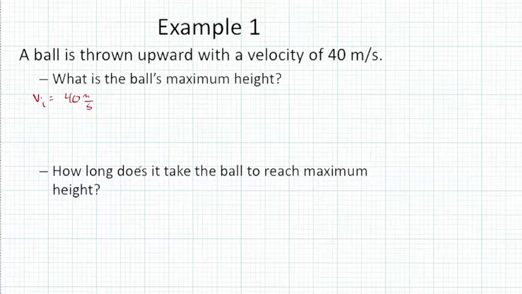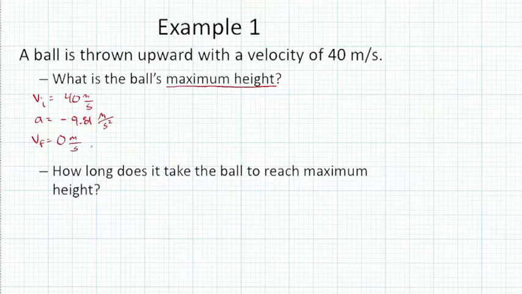Our acceleration is going to be negative 9.81 meters per second squared. And since we're regarding the maximum height, our final velocity is going to be equal to 0. That's the velocity at the maximum height right there, 0 meters per second. So the question is, what's the change in the y component? What's our change in displacement right here?